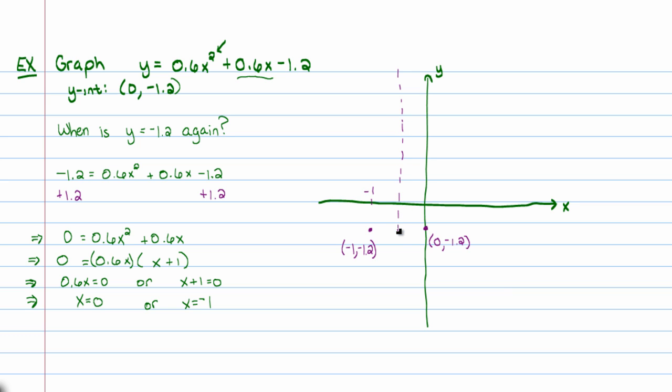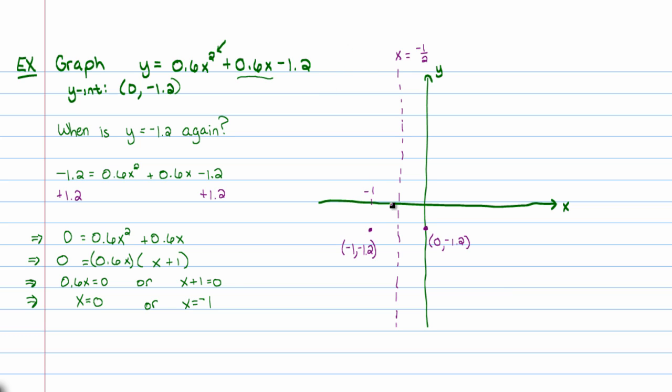If I could draw this nicely, I would. So remember, the axis of symmetry is a vertical line, so the equation is x equals, and halfway between x equals 0 and x equals negative 1 is x equals negative 1/2, or negative 0.5 in this case, if you want to just use that.